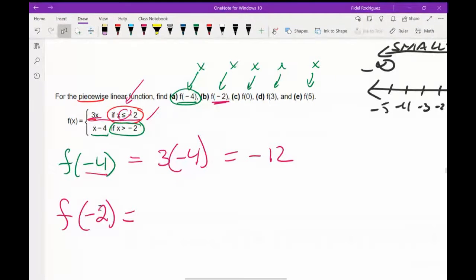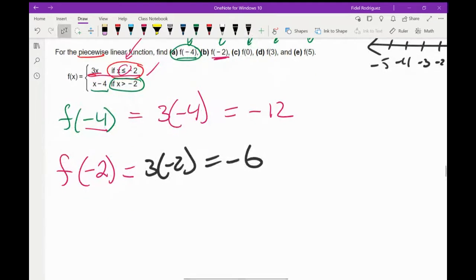So now let's take a look here. We're going to use the top part of that function again. So we're going to say 3 times negative 2, negative 6. Okay? So we did part B.